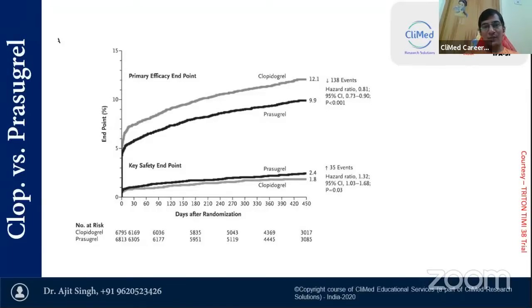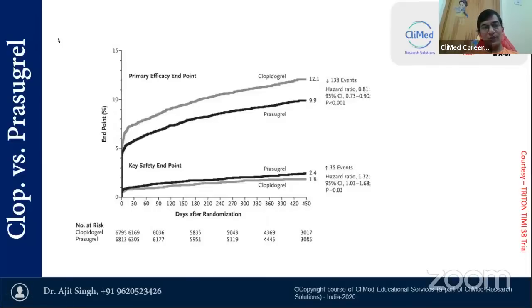So prasugrel shows 9.9% and clopidogrel shows 12.1%, which, as you can see from the p value, is statistically very significant, and the hazard ratio is just 0.81, right? So prasugrel is very much more effective than clopidogrel.